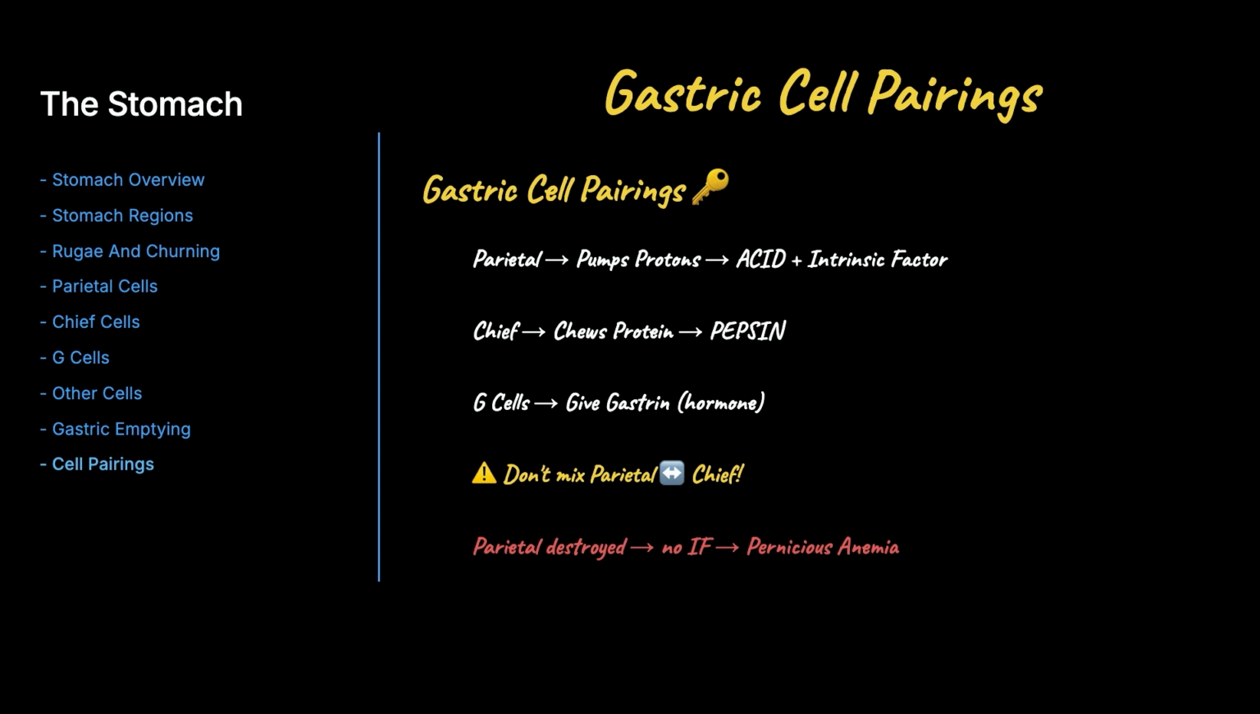Chief chews protein through pepsin, and G cells give gastrin. A common trap is mixing up parietal and chief cells, so repeat those phrases until automatic. Also, destroying parietal cells removes intrinsic factor, causing a condition called pernicious anemia.